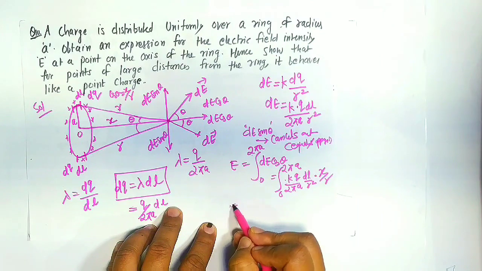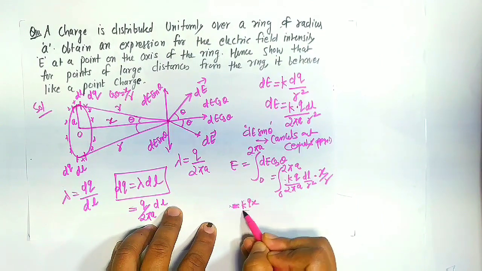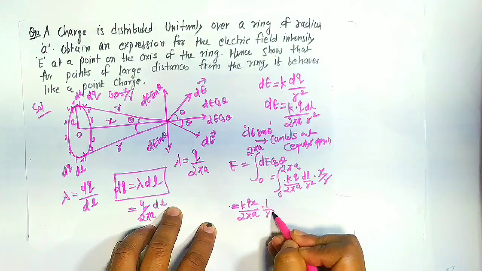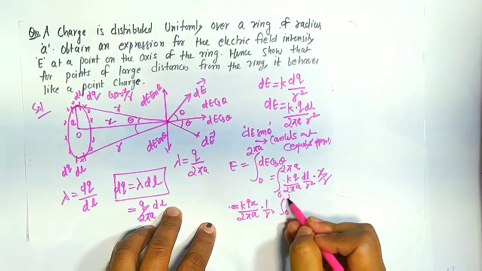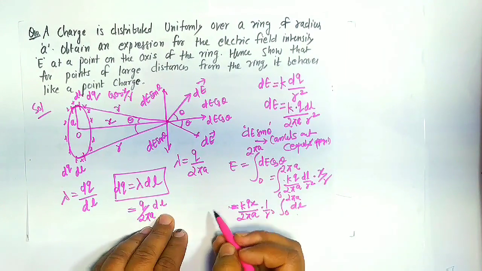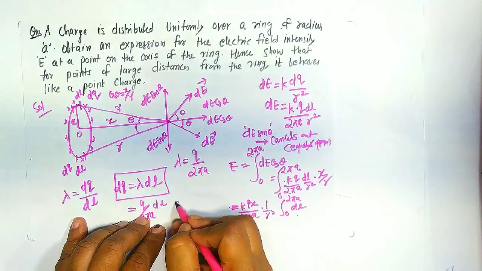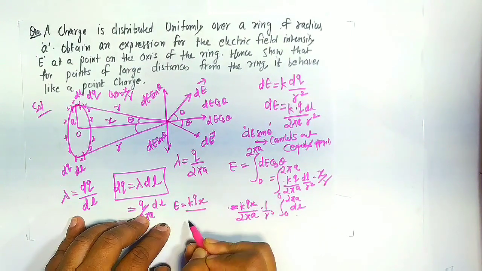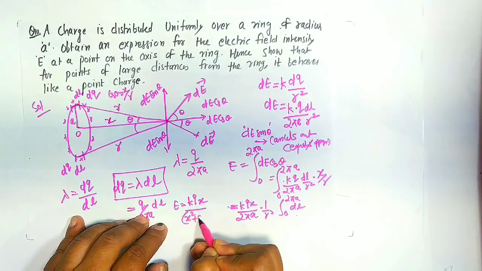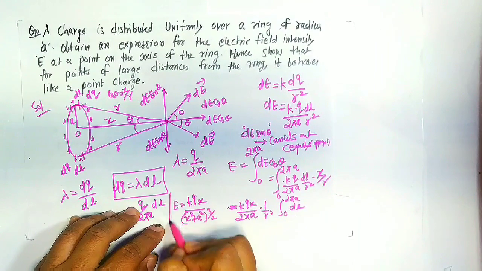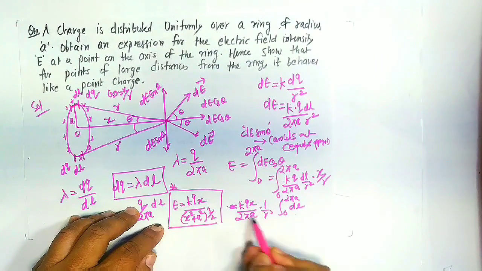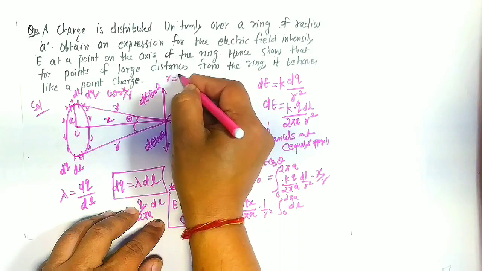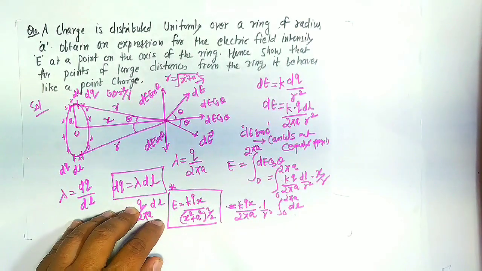So everything will come out of the integral. Only the integration of dl remains, with k q x by 2 pi a, and this will be r square times 1 upon r, so 1 upon r cube, and the integration of dl from 0 to 2 pi a. Then finally you calculate it. I'm writing here only the final answer, the electric field will be k q x by x square plus a square to the power 3 by 2. This is the electric field from this one. This is r cube, and in place of r you put root of x square plus a square.